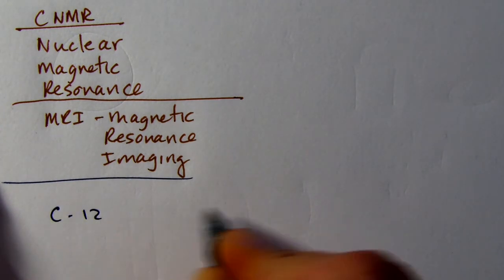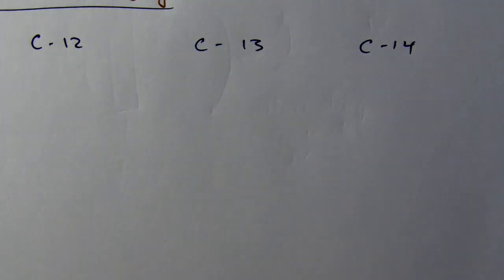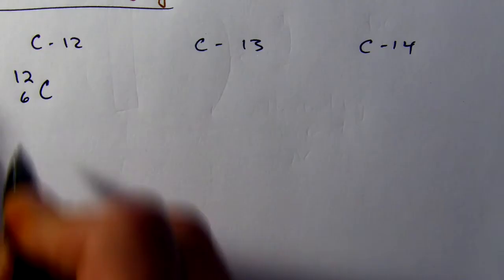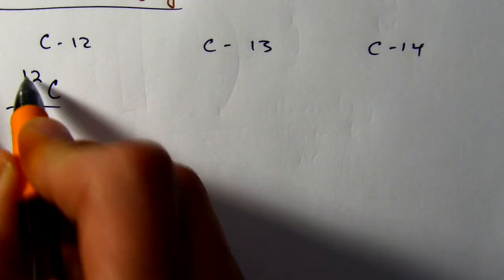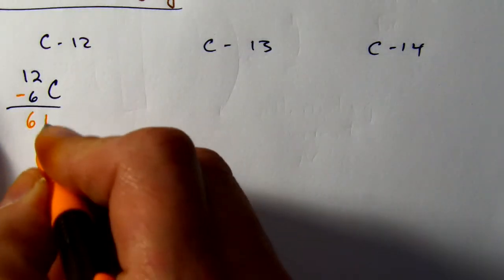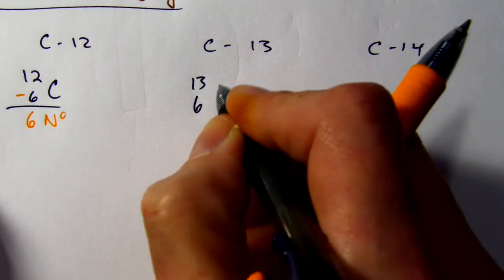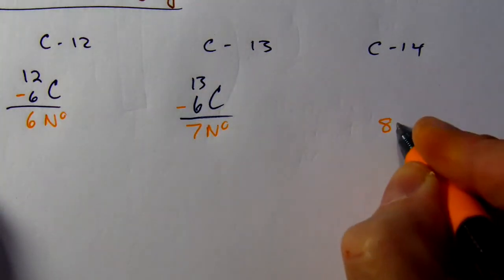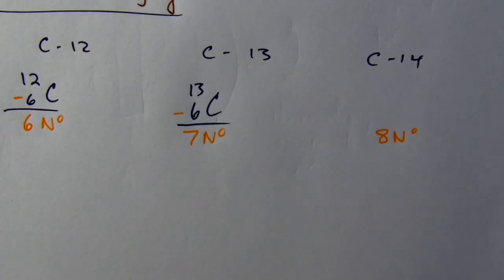We have three versions of carbon. There's three isotopes of carbon: carbon-12, 13, and 14. If you remember, carbon-12 would be written like this. The concept is that the mass number of 12 minus 6 protons leaves us with 6 neutrons. If I had carbon-13, the same idea, but this time it has 7 neutrons, and then without worrying about the math, carbon-14 has 8 neutrons.